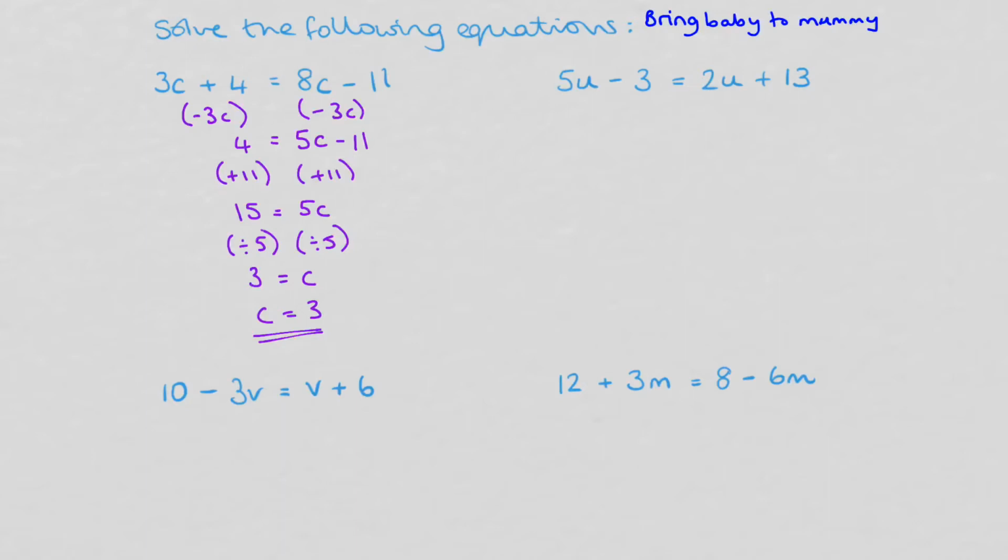Okay, the next one. Again, think about bring baby to mummy. So we've got letters on both sides, so we move the smaller amount of the letters. So we've got a positive 5u and a positive 2u. So the smaller amount of the letters is the 2u, so that's what we're going to move. So we need to do the opposite of what we've got there. So now 5u take away 2u is 3u.